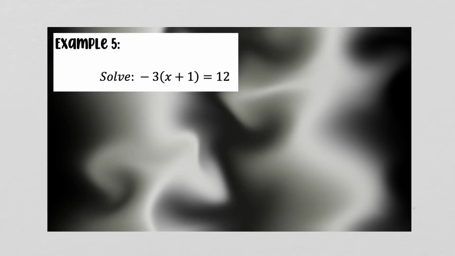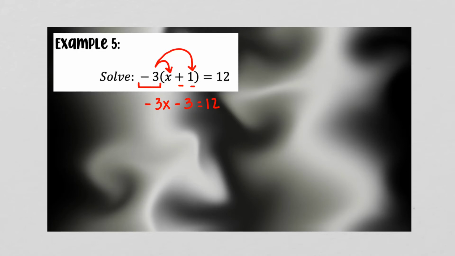All right, so example 5. We're still going to solve. We're going to distribute. So our first step is we need to get rid of our parentheses. To do that, I take everything on the outside, so negative 3, and I'm going to multiply it by everything on the inside. It's going to be 2 separate steps here. So negative 3 times x leaves me with negative 3x. And then I do negative 3 times a positive 1, and that gives me negative 3. And remember, it's still equal to 12 on the right side.